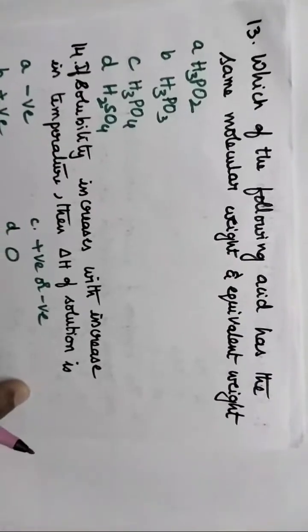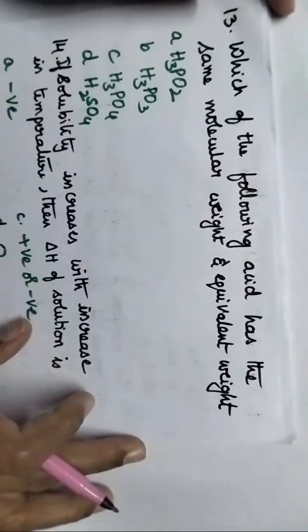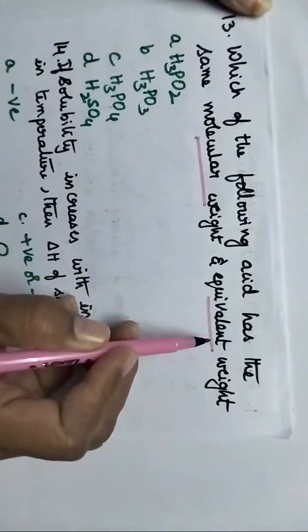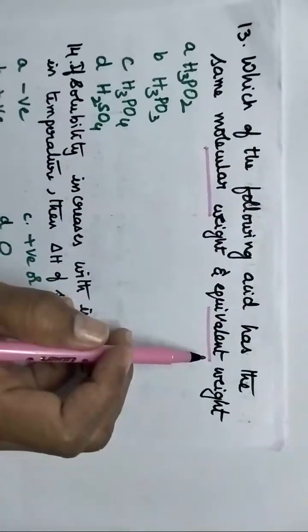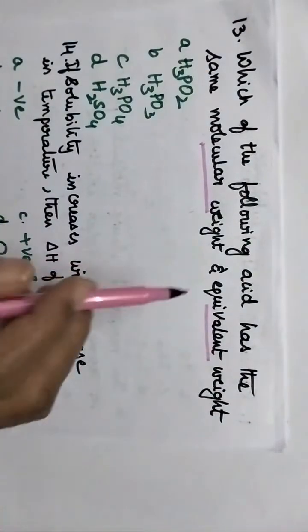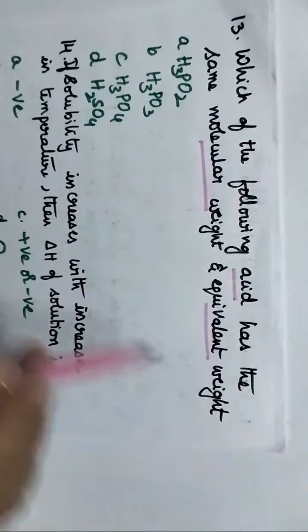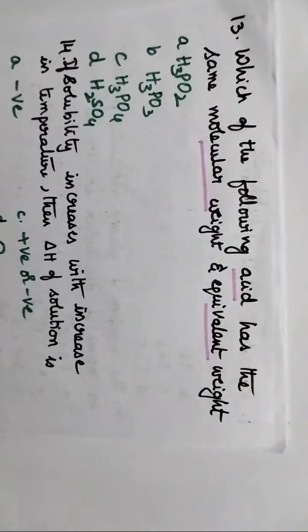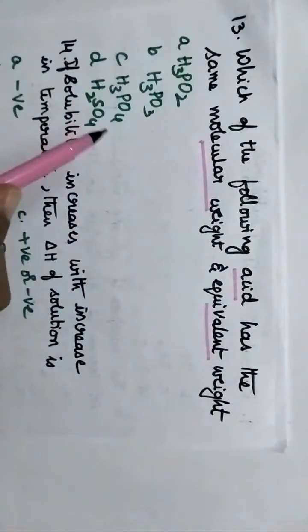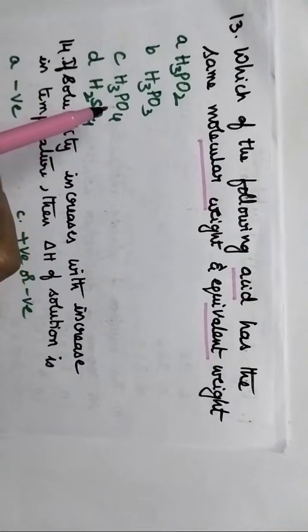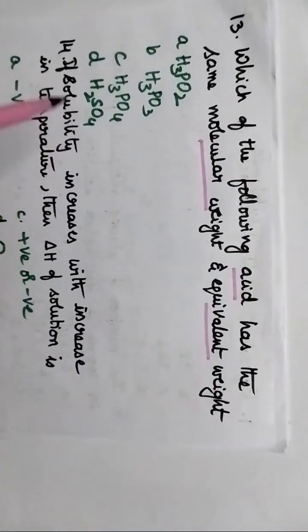So, let us move on to the 13th question. Which of the following acid has the same molecular weight and equivalent weight? Anyhow, I will repeat the question. Which of the following acid has the same molecular weight and equivalent weight? Option A, hypophosphorus acid. B, phosphorus acid. C, phosphoric acid. D, sulfuric acid.